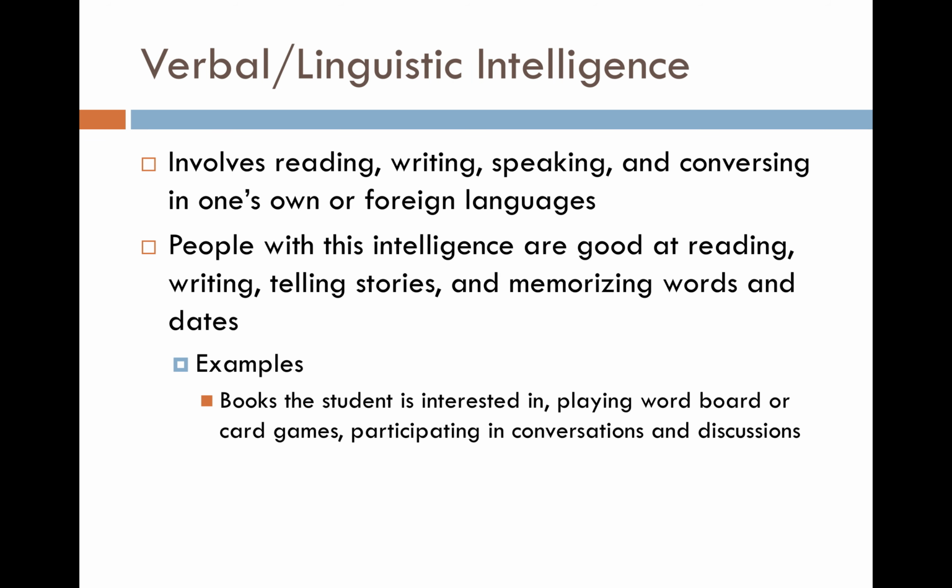The first intelligence that we're going to discuss is verbal linguistic intelligence. Verbal linguistic intelligence has to do with words, spoken or written. People with verbal linguistic intelligence display a facility with words and languages. They are typically good at reading, writing, telling stories, and memorizing words and dates. They tend to learn best by reading, taking notes, listening to lectures, and via discussion and debate. So if you see any of these qualities in your students, more than likely they have verbal linguistic intelligence.